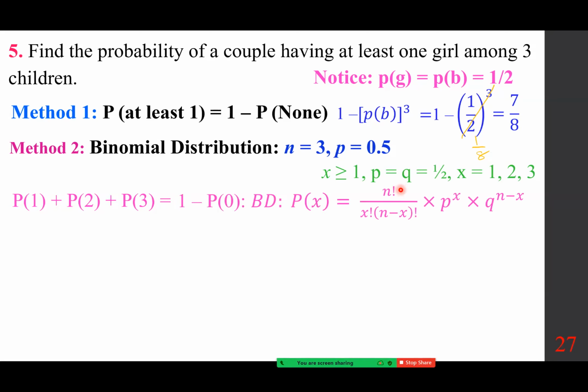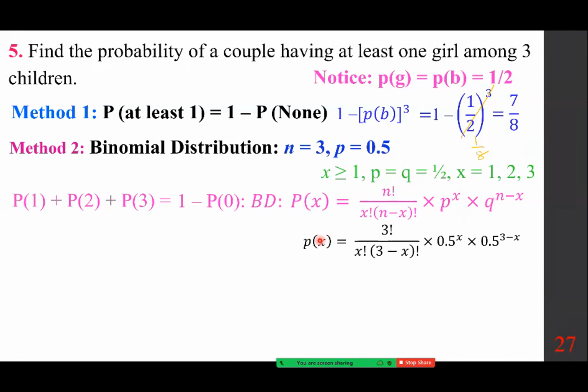And here's the formula: n factorial over x factorial, n minus x factorial, p to the power of x, q to the power of n minus x. So what is n? We're going to replace the n with 3 here and here. What is p? 0.5. Q happened to be 0.5 also. So we plug it in here. If we want to go with this route, we're going to plug in 1, calculated, 2, calculated, 3, calculated, add them up. Instead, we are going to just plug in 0, calculate it, and subtract it from 1. So replace the x with 0. Wherever you see x, replace it with 0.